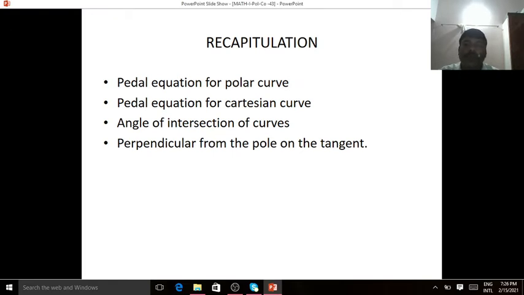Recapitulation: pedal equation for polar curve, pedal equation for Cartesian curve, angle of intersection of curves, perpendicular from the pole on the tangent.